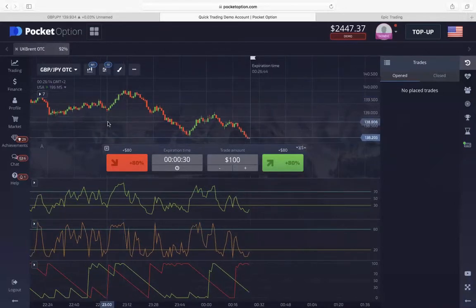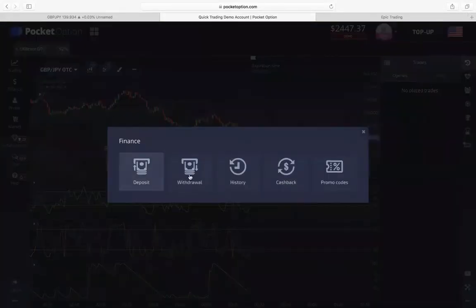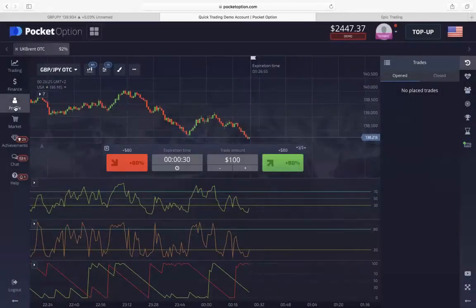Over here, we have the finance tab. This is for when you want to deposit money, or when you make money and want to withdraw it. I have some videos about how to do that as well. I can send them to you on Telegram. Just ask me and we'll get to that.